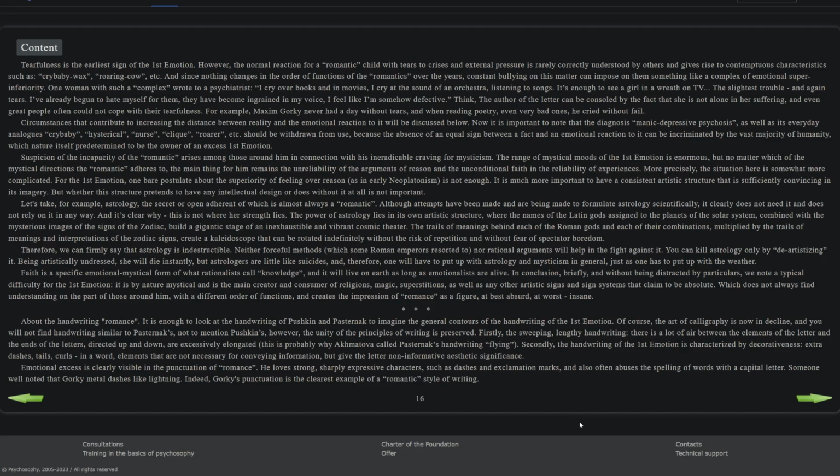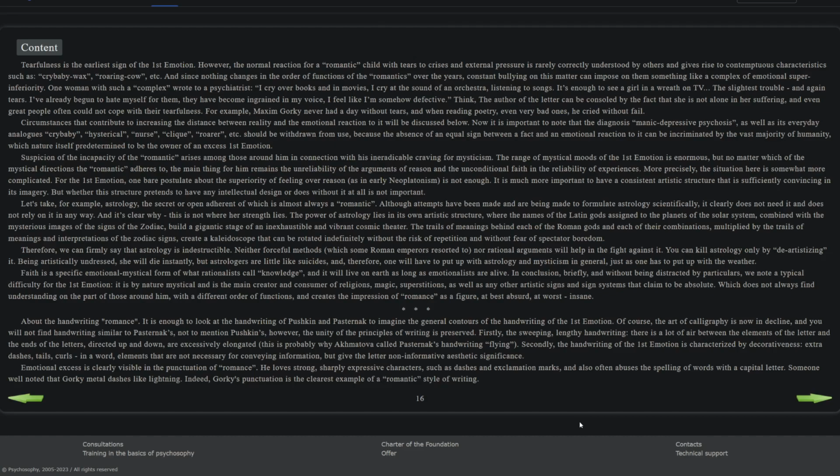More precisely, the situation here is somewhat more complicated. For the first emotion, one bare postulate about the superiority of feeling over reason, as in early Neoplatonism, is not enough. It is much more important to have a consistent artistic structure that is sufficiently convincing in its imagery. But whether this structure pretends to have any intellectual design or does without it at all is not important.